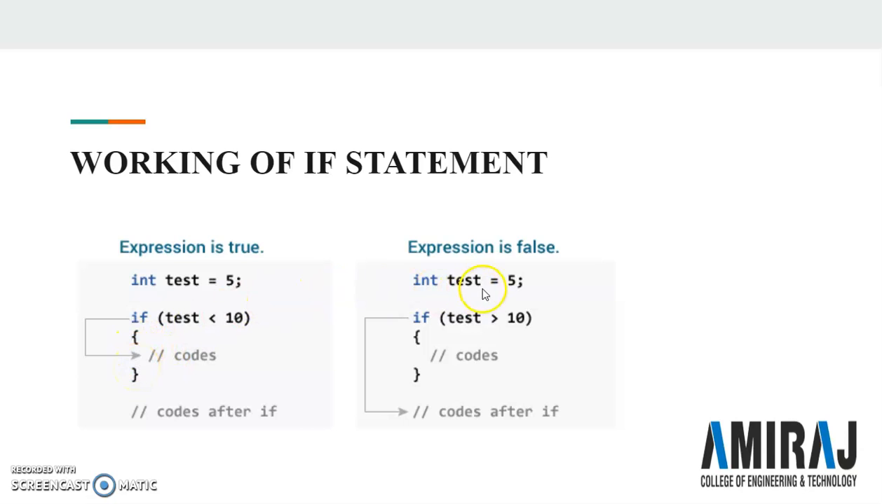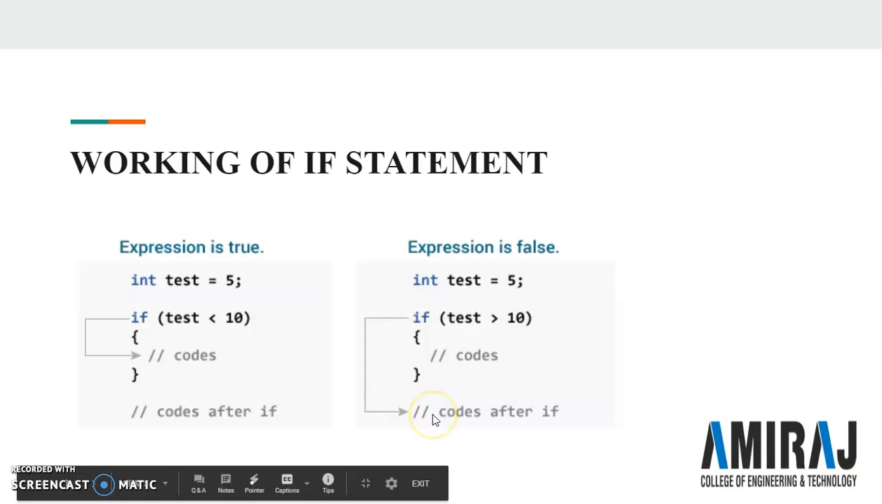Second scenario, where your expression is false. The variable test with integer data type is equal to 5, and in the if statement our condition is test is greater than 0, meaning 5 is greater than 0, which is wrong, right? So it will directly go out of the if statement, and it will execute the code which is after the if.